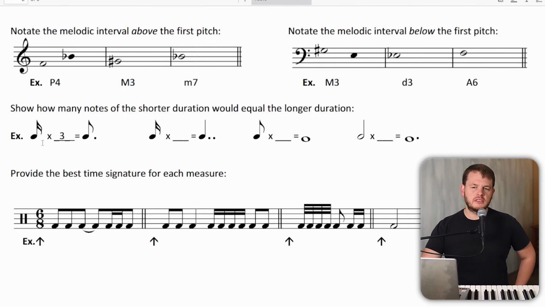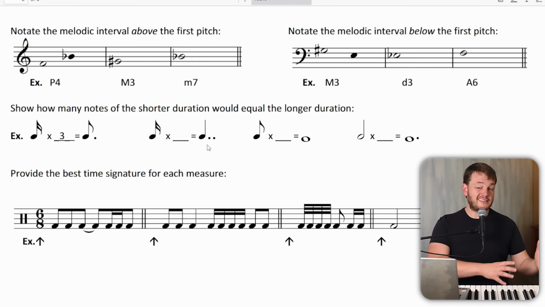Okay, we are now on to the world of rhythm. Show how many notes of the shorter duration would equal the longer duration. So for example, it would take 3 16th notes to equal a dotted 8th note. How many 16th notes does it take to equal a dotted quarter note? That's actually kind of a confusing question. 4 16th notes would be 1 quarter, right? So 4 to 1. Well, a dotted quarter adds 50%. So if you have a dotted quarter, that would be 6. 6 16th notes would be 1 dotted quarter.